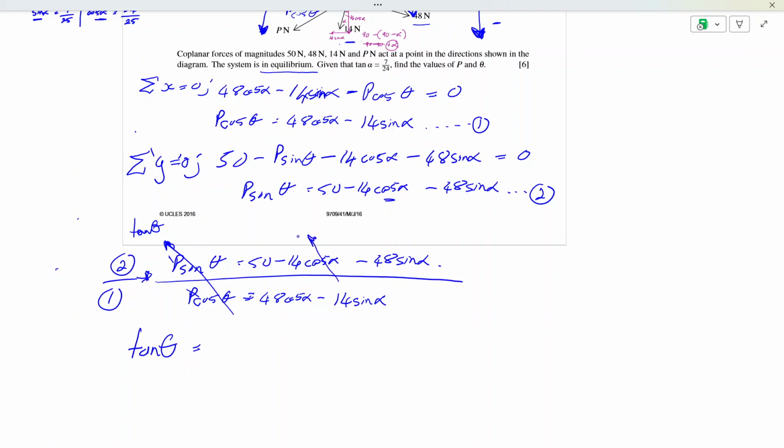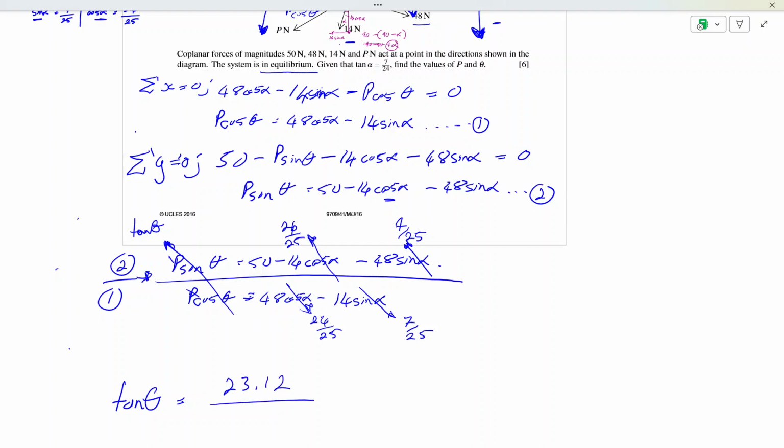Then I'm gonna plug in this here. Cos alpha is 24 over 25. Sine alpha is 7 over 25. Same here, 7 over 25 and 24 over 25. Right? Therefore, tan theta is going to be equal to, when you plug that in the calculator, 23.12. When you plug this into the calculator, you're gonna get 42.12.